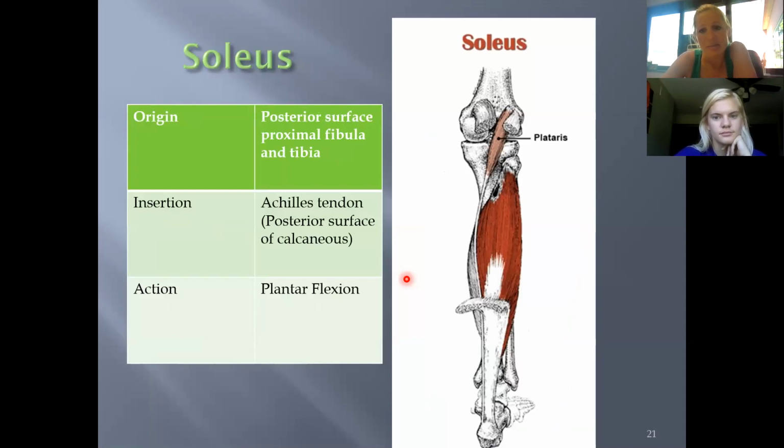Again, soleus is deep. Soleus is uniarticular, so it originates on the fibula and tibia. Common insertion point for the Achilles tendon on that posterior surface of the calcaneus. So the insertion is the same as what we saw with gastroc.